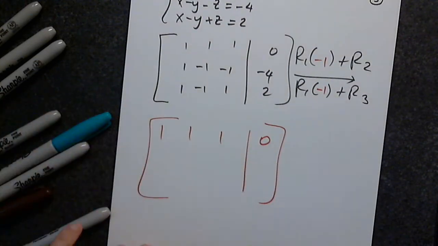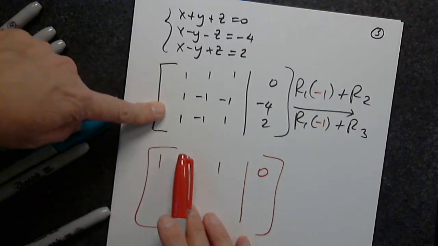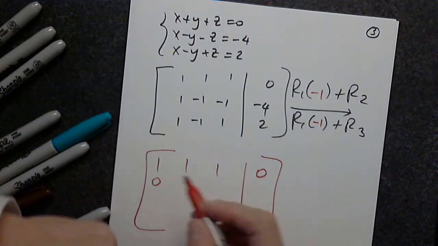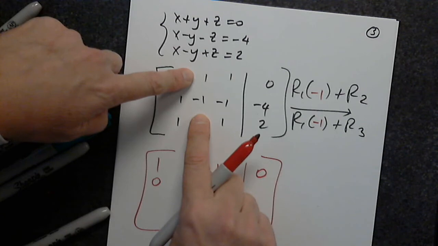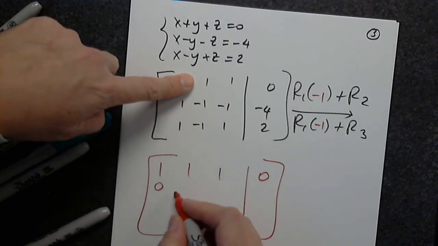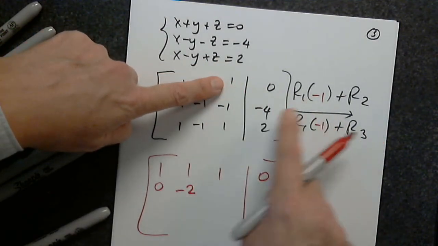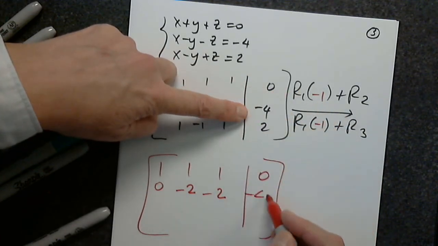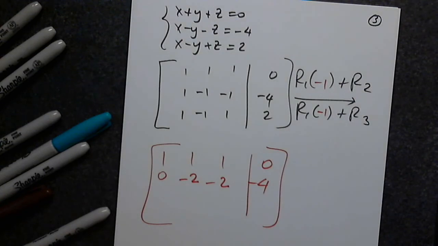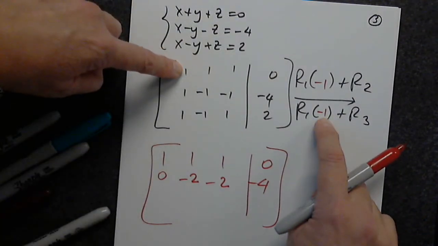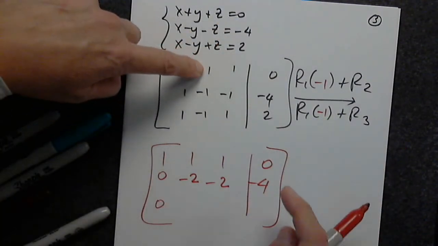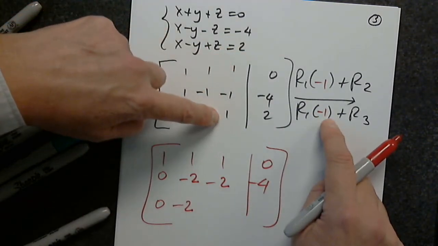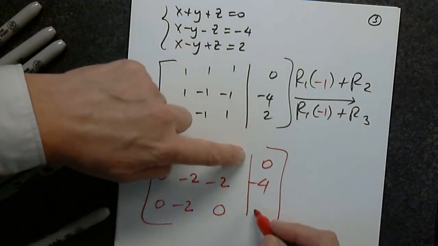Okay, so 1 times negative 1 plus 1. 1 times negative 1 minus 1. 1 times negative 1 minus 1. 0 times negative 1 minus 4. Negative 1 times negative 1 plus 1. Negative 1 times negative 1 minus 1. 1 times negative 1 plus 1. And then 2.